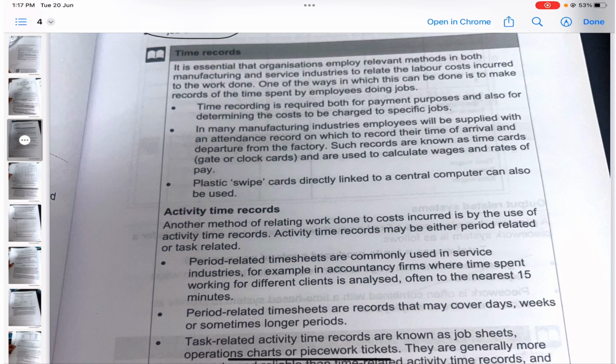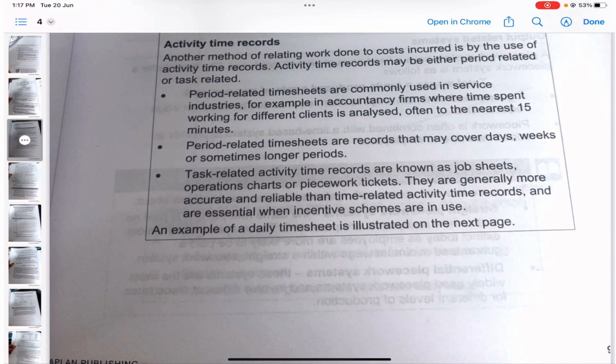Moving on, we're starting with activity time records. In activity time records, it is another method, and the work done and the costs incurred are recorded in the activity time records. Activity time records may either be period related or task related. So for every task or for every activity, it can be recorded like that, or it can also be recorded on the basis of every period, like in this period this much work has been done, and so on.